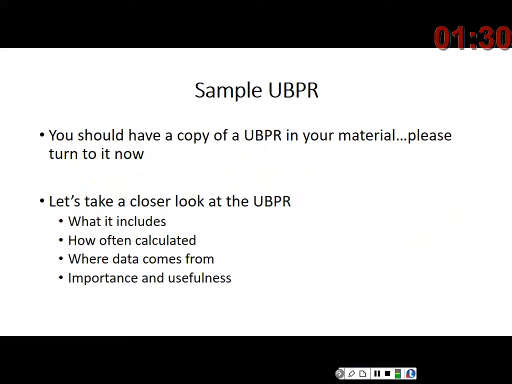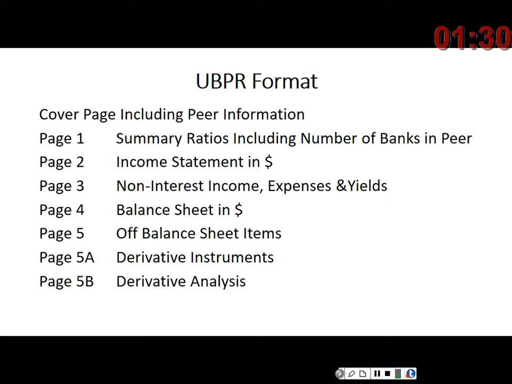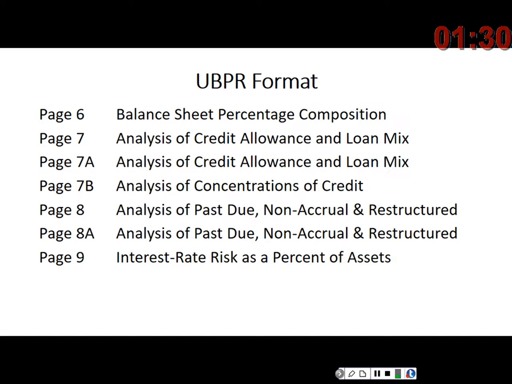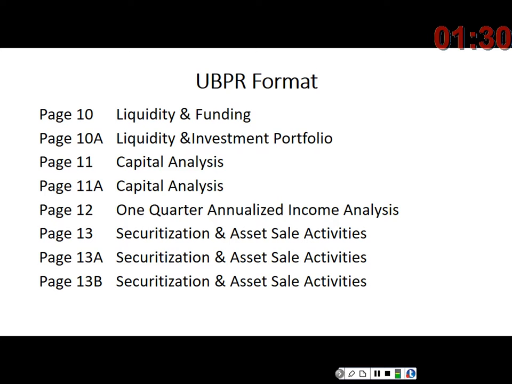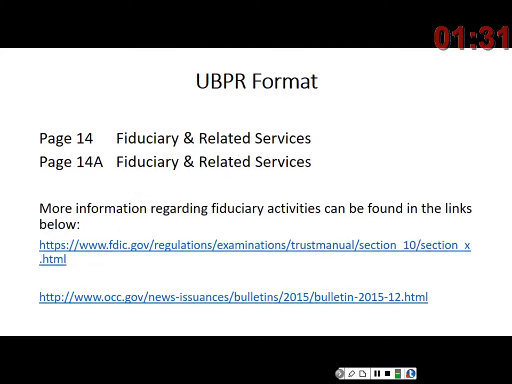All right. And then like I said, we'll look at this sample UBPR later. This walks you through what each page covers. Now, it just shows here through page 14A, but keep in mind, some of these pages are multiple. For example, you may have six or seven page 10s. So that comes out to 37 to 40 pages, depending on what bank you're analyzing.